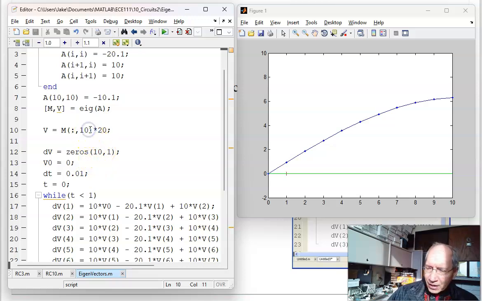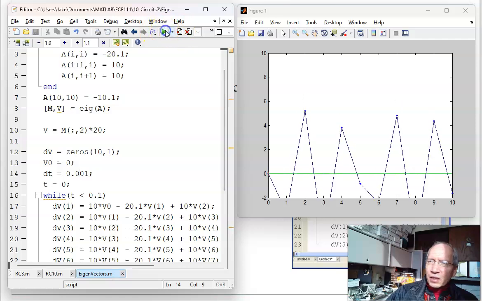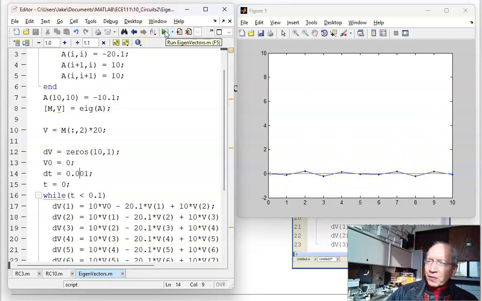So if I look at the second mode, that was pretty quick. Here's the second eigenvector. Note the shape stays the same. That's the eigenvector. The amplitude is the eigenvalue. Let's go to the third eigenvector. Decays a little bit slower. Fourth eigenvector. Again, the shape stays the same. The shape is the eigenvector. The amplitude is the eigenvalue, and so on.